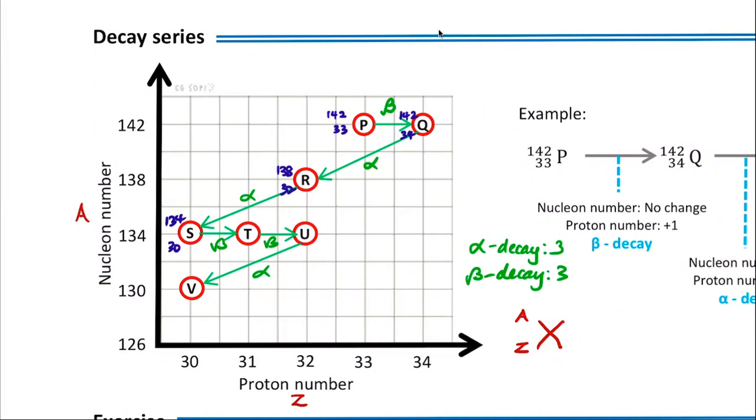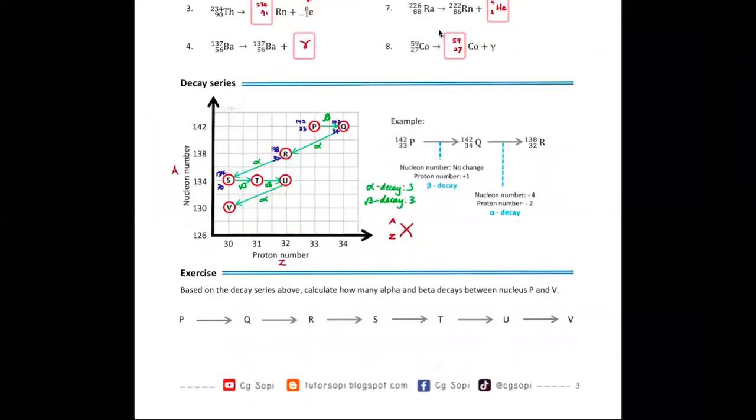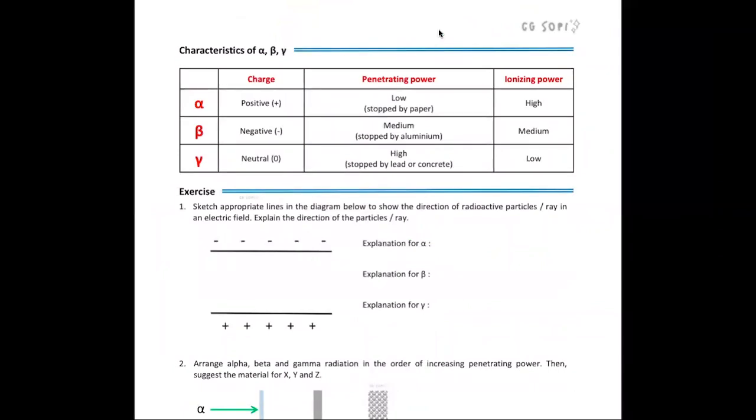So when you get this type of question, make sure you know how to identify alpha decay and also beta decay. Quite simple actually, as long as you know that alpha decay is referring to helium-4 2, and beta decay is referring to electron 0, -1. All right, so that is right. Okay, next one we'll go into this.